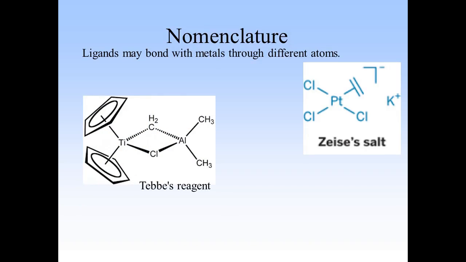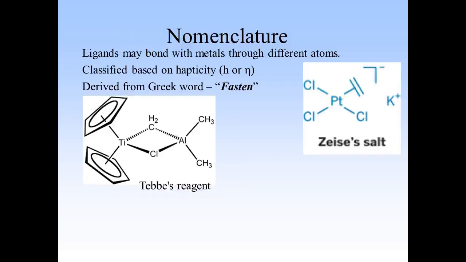Another example is Tebbe's reagent. Here there are two metals present: one is titanium, another is aluminium. Titanium is bonded with chlorine, a methylene bridge, that is CH2, and it is also bonded with two cyclopentadienyl rings. So the coordination number of titanium is of course 4, but there are 3 different ligands bonded with the titanium.